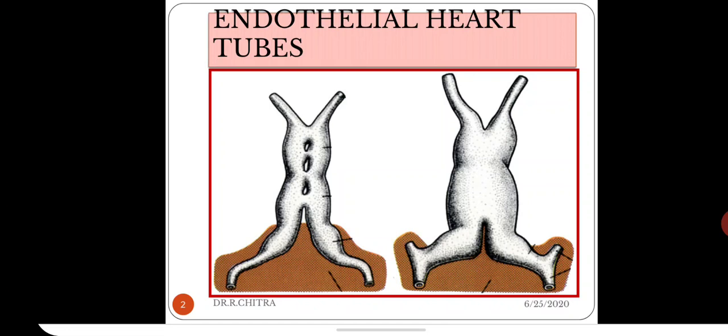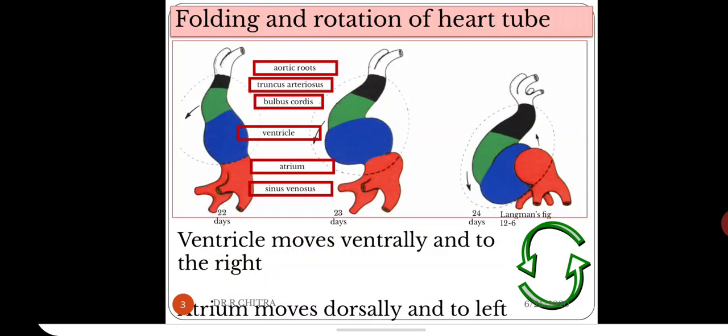From the cephalic to the caudal end, they again showed constrictions and dilatations. Then after the formation of these constrictions and dilatations, it will be called the definitive heart. So from cephalic to caudal, the parts are the truncus arteriosus, bulbus cordis, primitive ventricle, primitive atrium and sinus venosus.